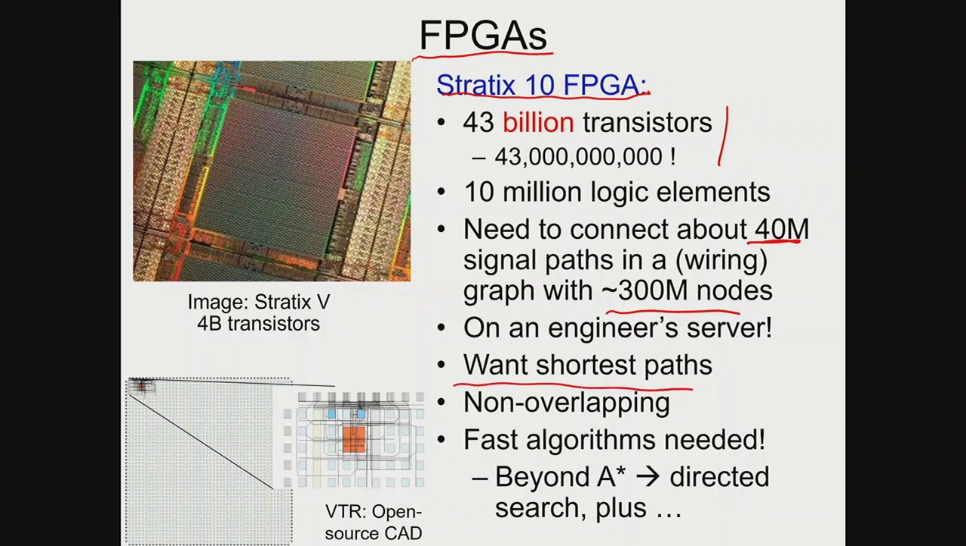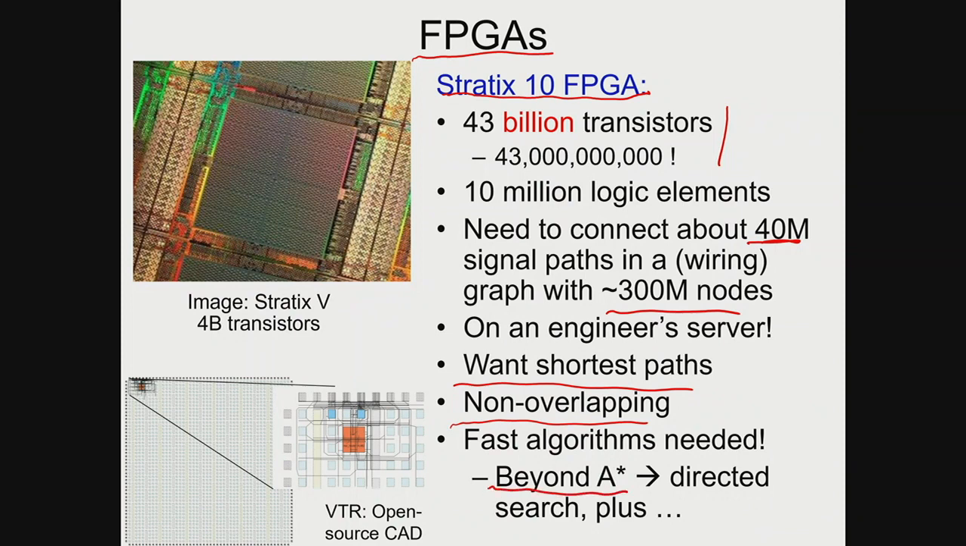Okay, we also want these paths to be good. To make your circuit fast, we want them to be shortest paths, because that corresponds to less delay, and we can clock the circuit faster. These paths can't overlap, because that means it's an electrical short. So there's actually more than just shortest path on here. Shortest path is a key building block, but we have to have congestion resolution algorithms on top of that.